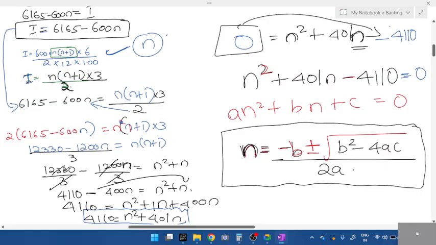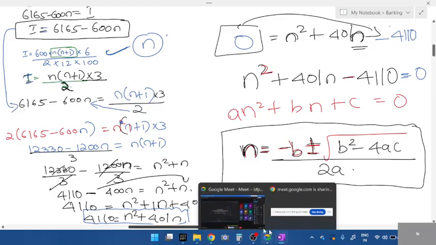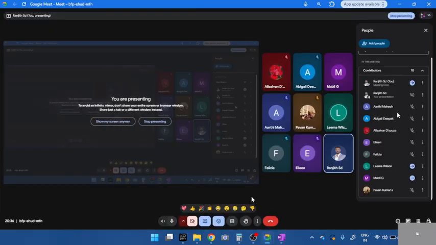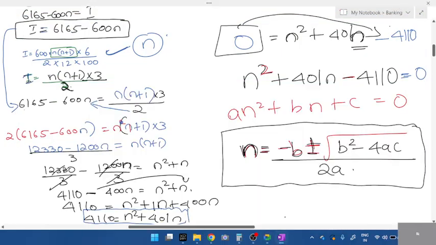Minus b. Tell me, Lima, Mebli, and the other 2 students, Arti and Felicia. Minus b plus minus square root of b square minus 4ac divided by 2a.